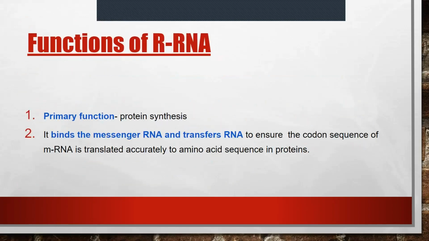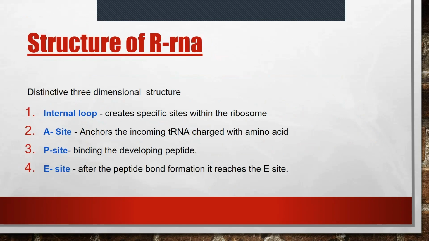The functions of rRNA. The primary function of rRNA is protein synthesis. It binds the messenger RNA and the transfer RNA, which ensures the codon sequence of mRNA is translated accurately to the amino acid sequence in the proteins. The structure of rRNA is basically a distinctive three-dimensional structure, which includes an internal loop, the A site, P site, and the E site.